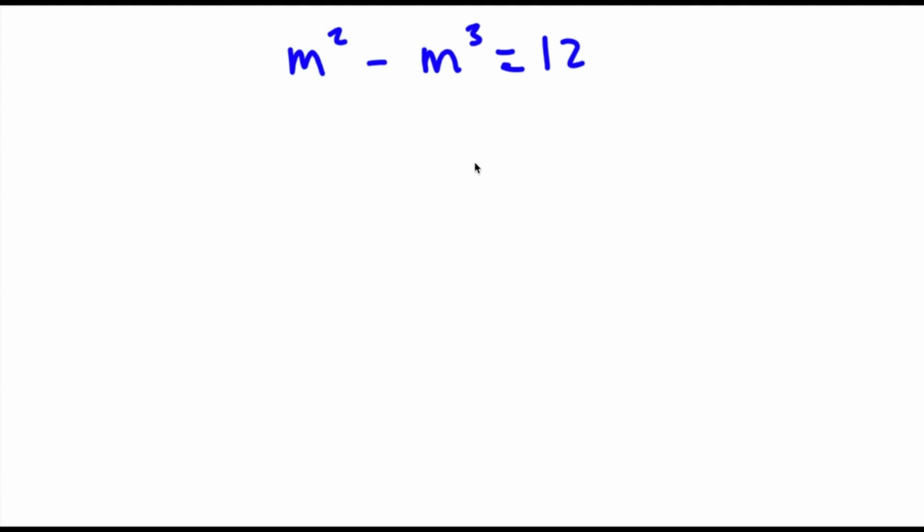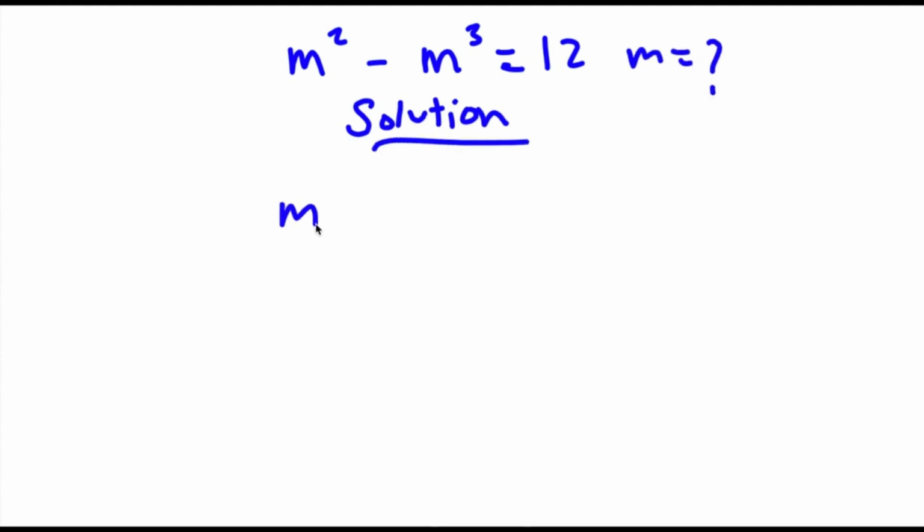In today's video, I'm going to be teaching you guys how to solve this algebraic equation. So I have m to the power of 2 minus m to the power of 3 is equal to 12. Now for our solution, we want to find the value of m. So we start with m squared minus m to the power of 3 is equal to 12.